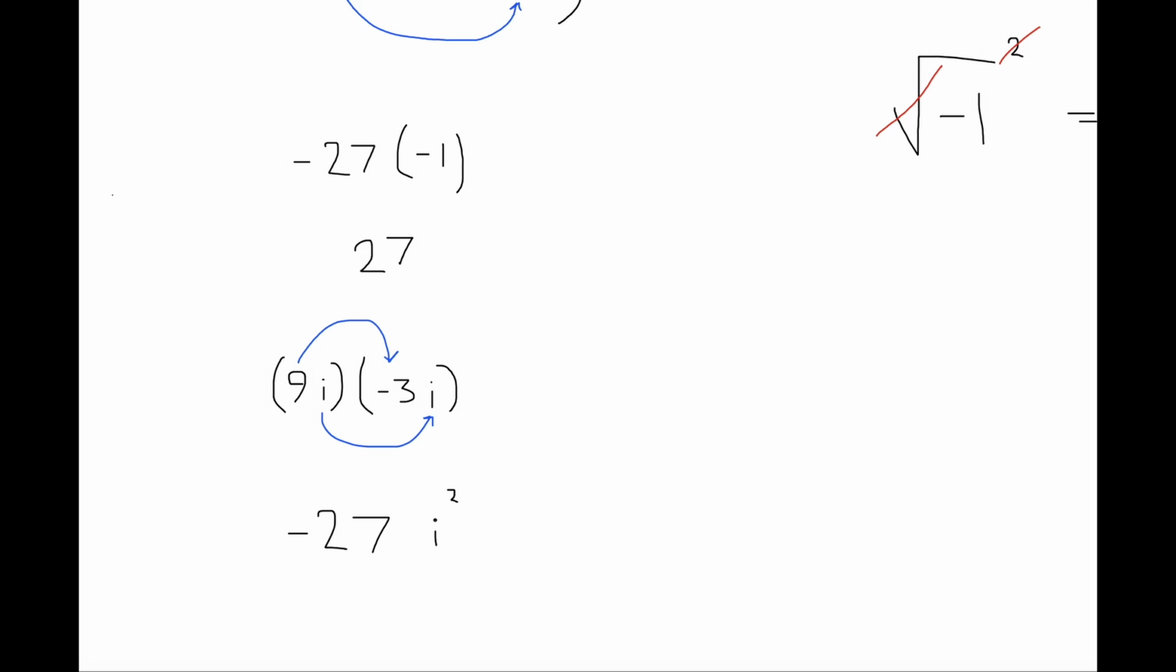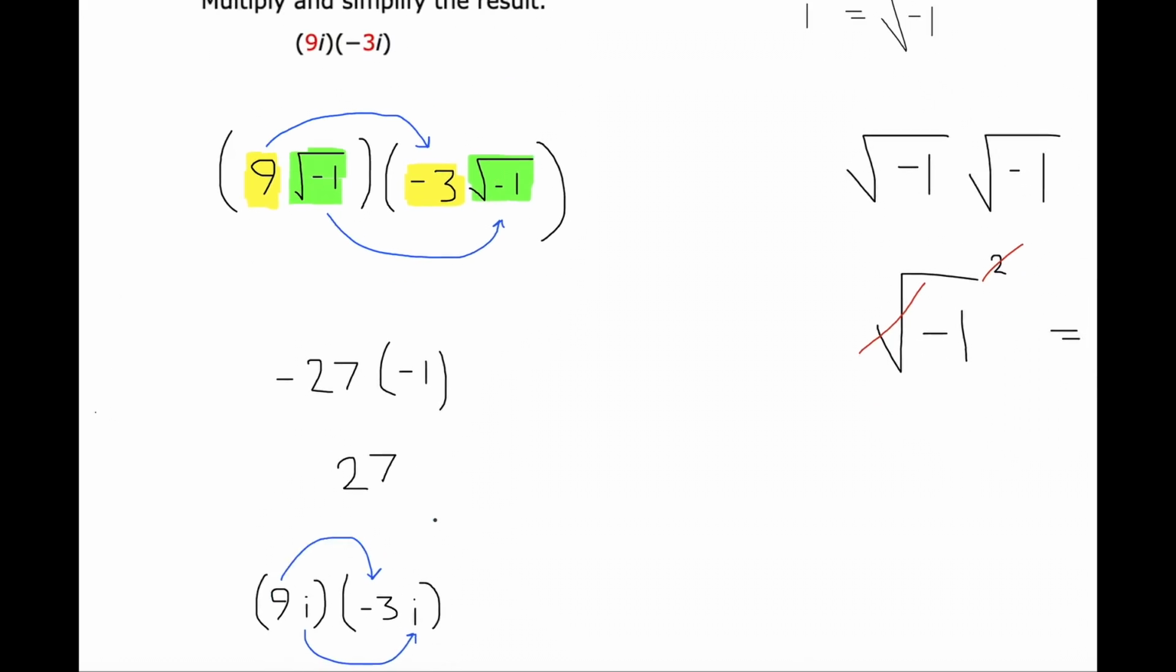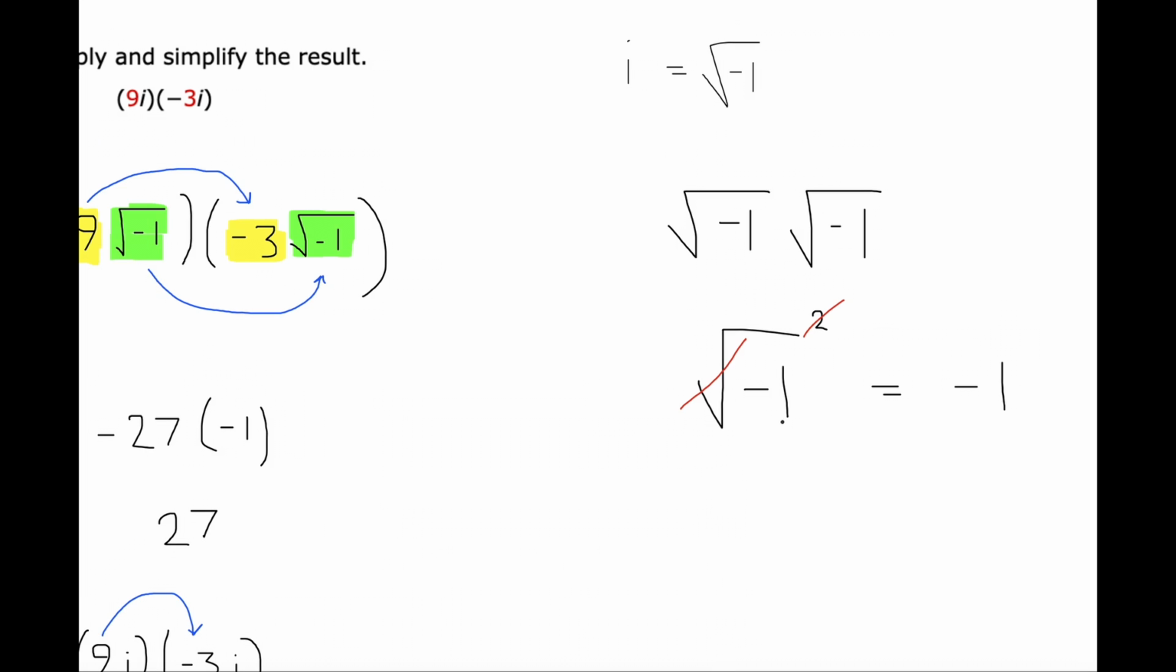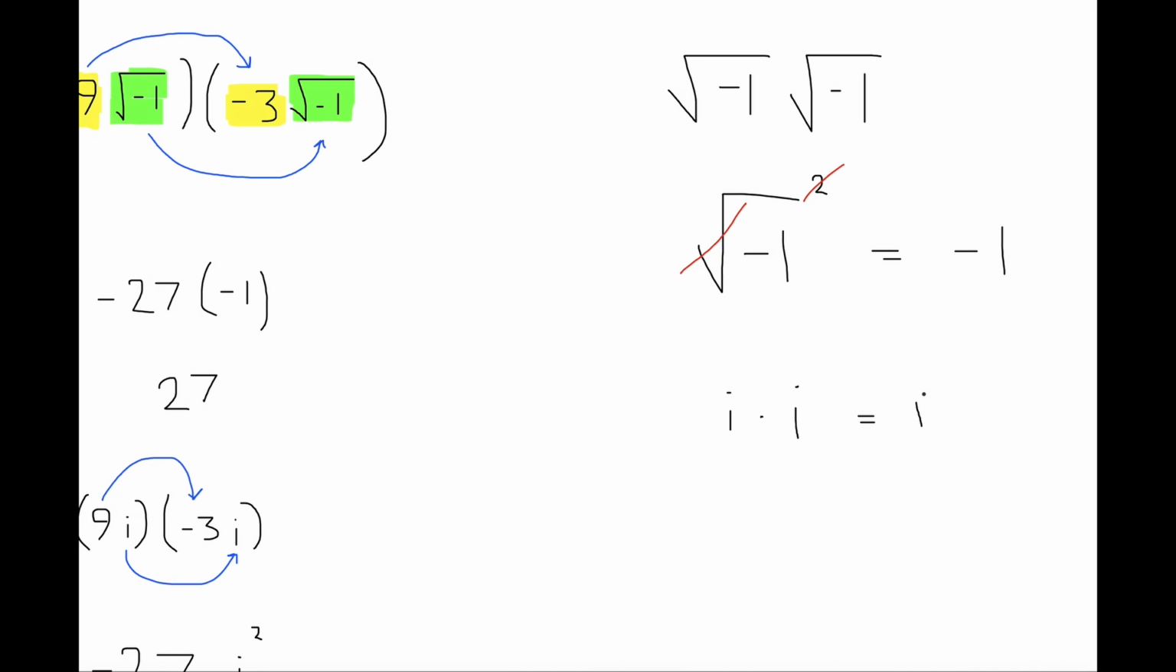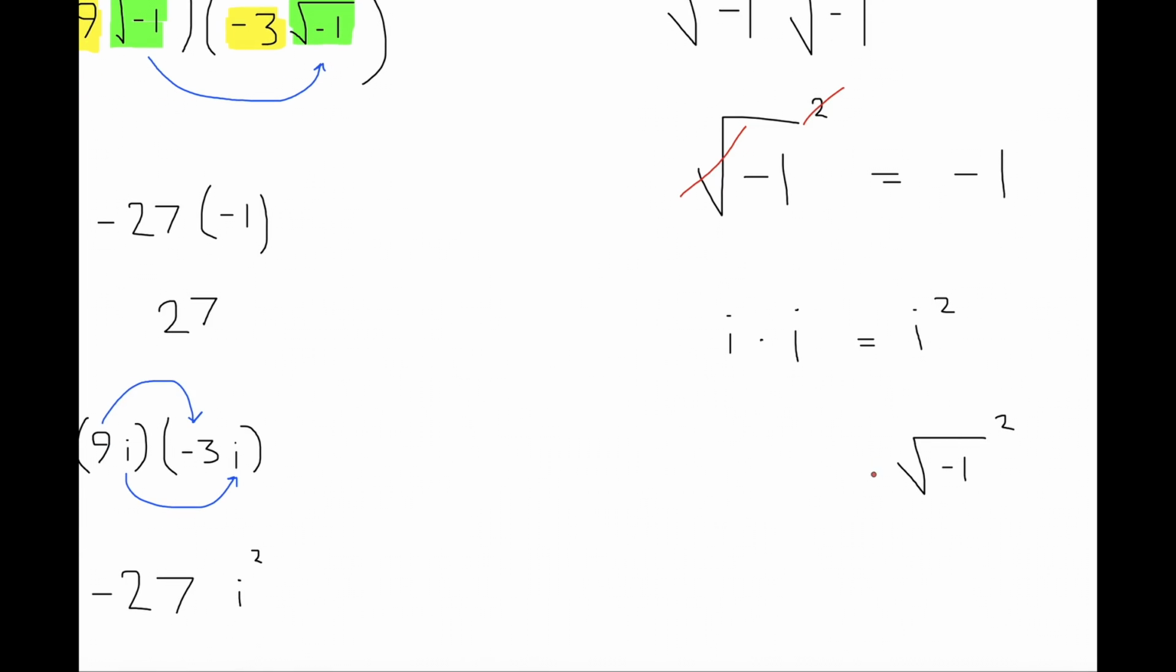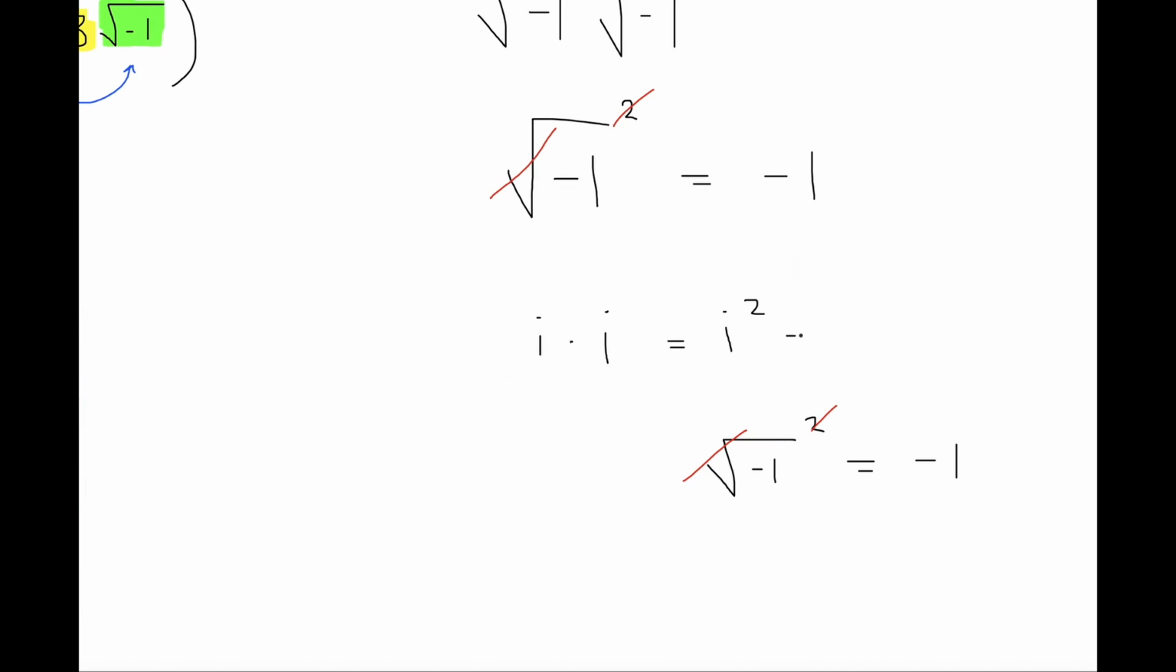squared. For the same reasoning that I had showed above, we can show that i times i is negative 1. i times i makes i squared, and that is going to be simply a square root of negative 1 squared, which becomes negative 1. So i squared is negative 1.